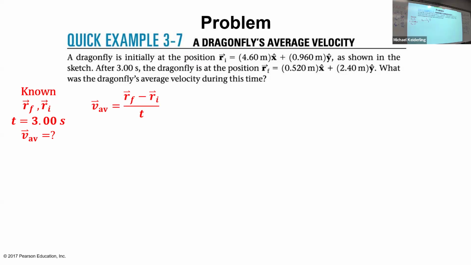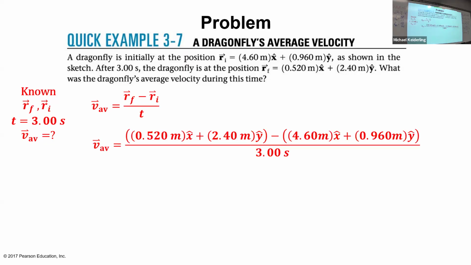The average velocity is delta R over delta T. So it's R final minus R initial over T. So that's 0.52 meters X plus 0.24 meters Y minus 0.46 meters X plus 0.96 meters Y, all over 3 seconds.